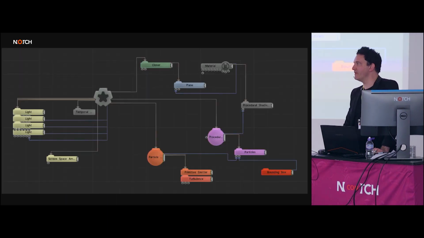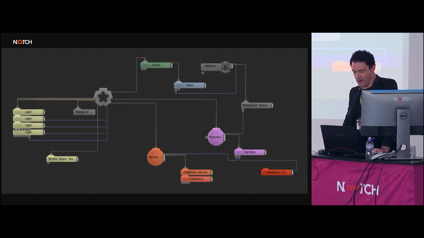So here's the node graph for that. You can see I've got just a cloned plane with a material going into a procedural with a procedural shading node attached. And the procedural shape just goes straight into that. And then there's some other stuff in that scene, like particles, that you don't need to worry about.